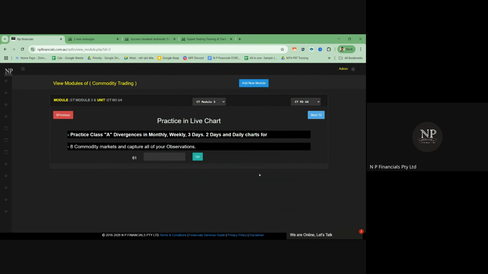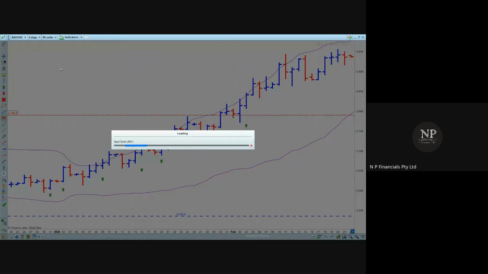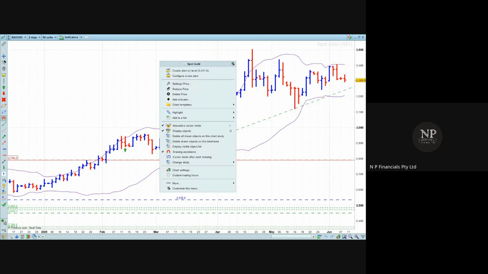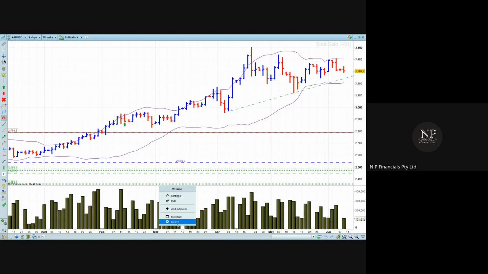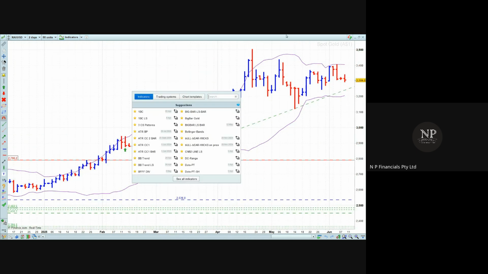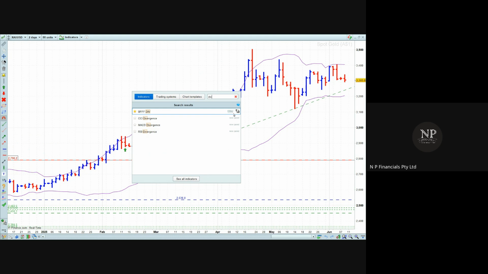You need to practice Class A divergence in monthly, weekly, 3-day, 2-day, daily. Whenever you are doing it, only do it on the left hand side chart. Never touch the right hand side. You just change this to 2-day and 3-day and so on and so forth, and practice. For example, as we speak, if I bring this up, delete volume, and add our divergence indicator, DIV BFF divergence indicator.